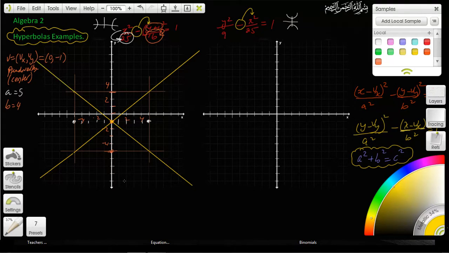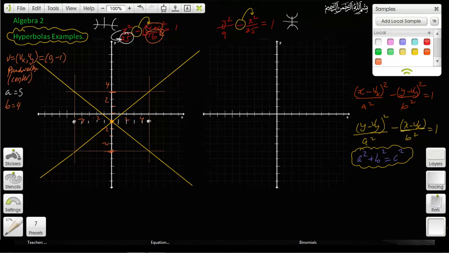Okay, like that. Now we've got our asymptotes. The only other thing we have to figure out is, if you did not know whether this was a vertical or a horizontal hyperbola, you have to figure out: is this one going to be like this, or is it going to be like this? That's what you're going to have to figure out. If you didn't know and wanted to figure that out, how would you go about doing that?